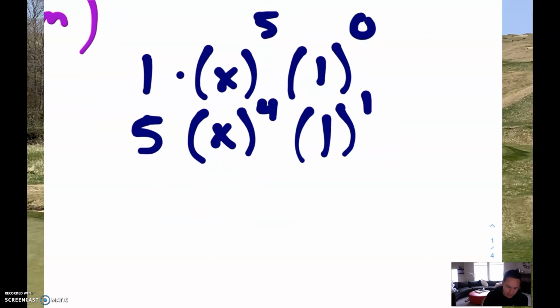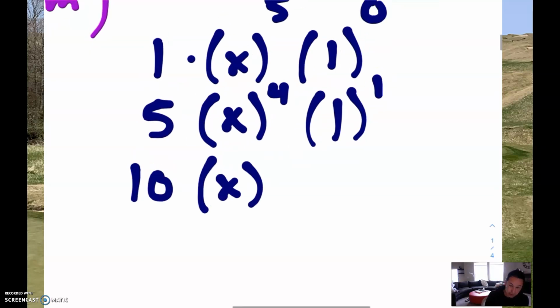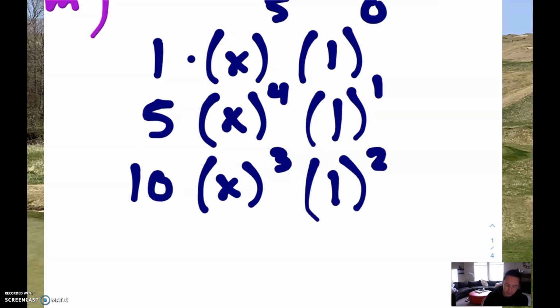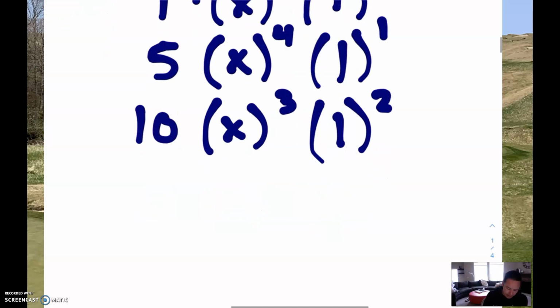We're going to keep this pattern going. So the next Pascal number is 10. We're going to have x to the, we go 5, then 4, it goes down to a 3. And your next term is a 1 that goes to the 2nd power. You'll notice that these exponents always add up to 5. 5, and 5. So whatever the exponent is in the binomial expansion problem, that's what your exponents need to add up to.